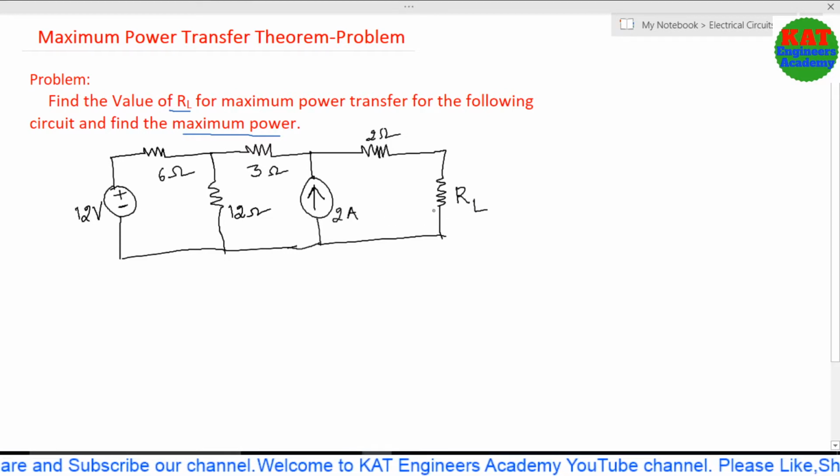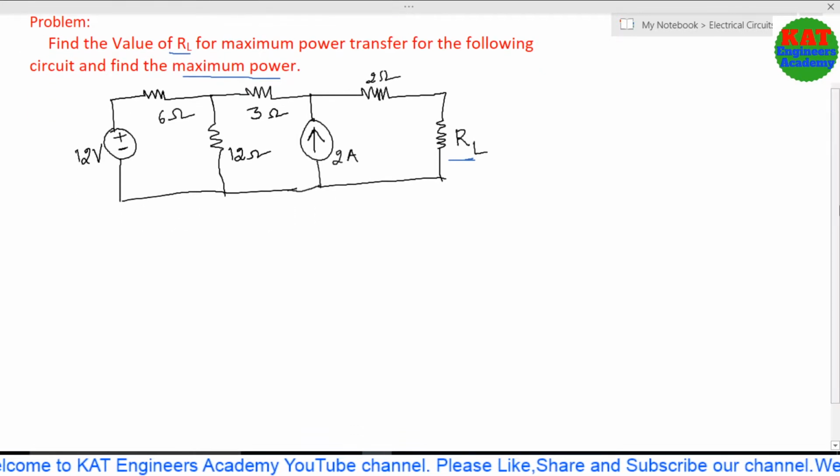They have given one circuit consisting of a 12 volt source, 6 ohms, 12 ohms, 3 ohms, a 2 amp current source, and a 2 ohm resistor, and the load resistor. Okay friends, so finally here we need to determine what is the load resistor and what is the maximum power delivered to the load resistor. Okay friends, just listen.